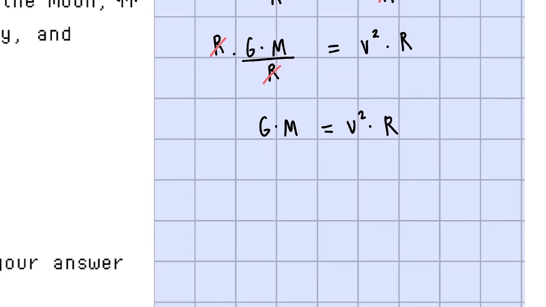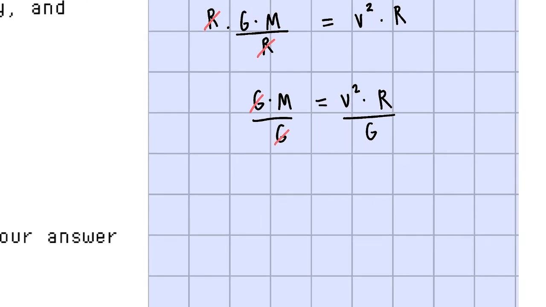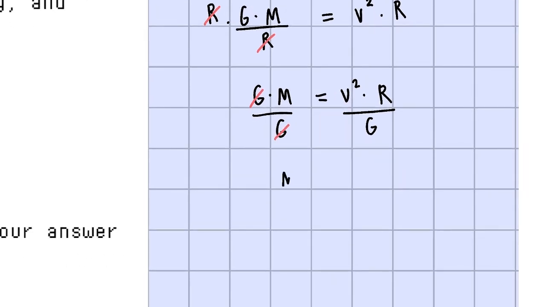My final step is to divide by G on both sides, leaving us with our answer, which would be M is equal to v squared times r over G.